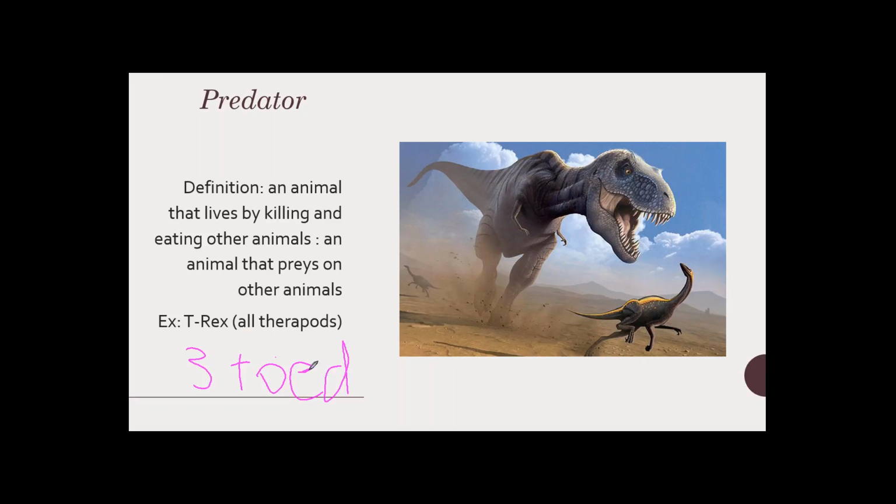So all three-toed dinosaurs are called theropods. They usually have claws, they usually have big teeth, and they usually are predators. Which actually brings me to the next slide.